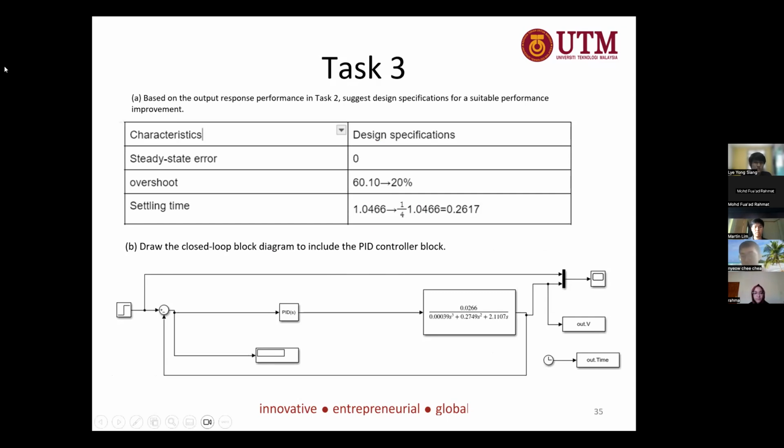Okay, let's move to task 3. We are designing the PID controller. So our design specifications will be: the steady state error will be 0, we hope our overshoot will be 20%, and the settling time will be the original settling time divided by 4. So we hope our settling time will be 0.2617. Below is our closed loop block diagram, which includes the PID controller.